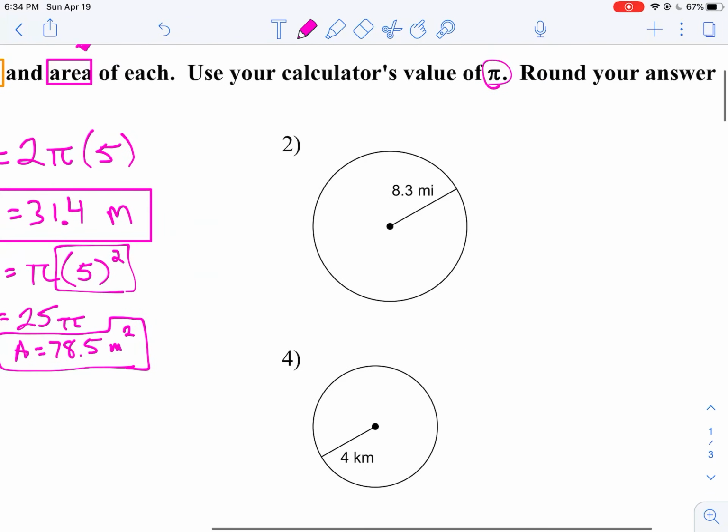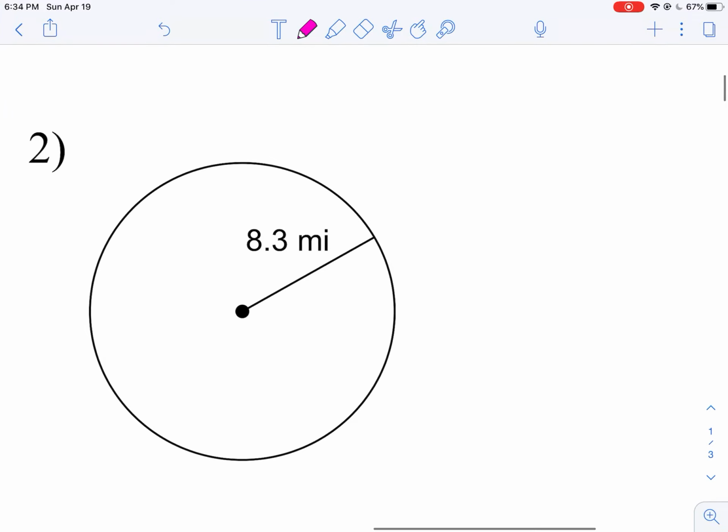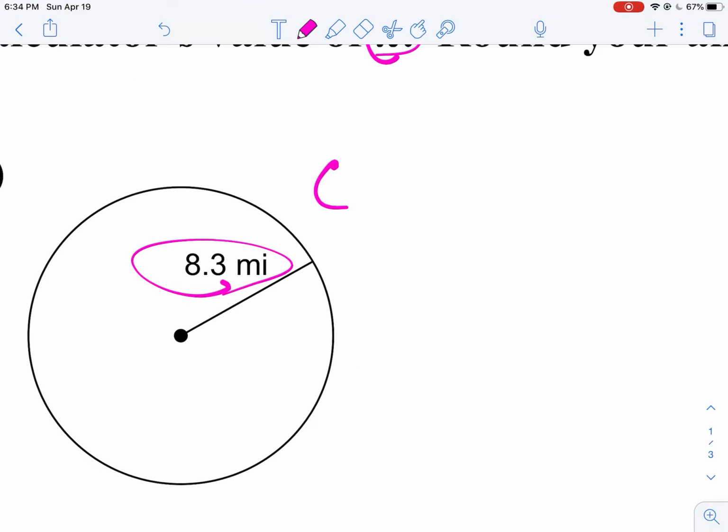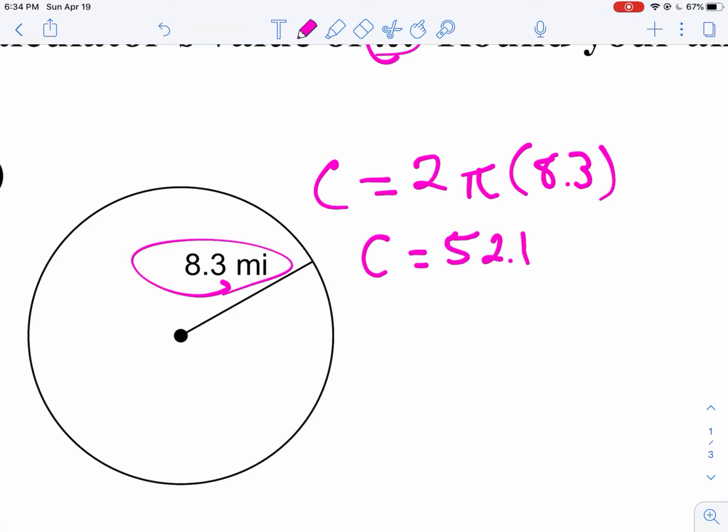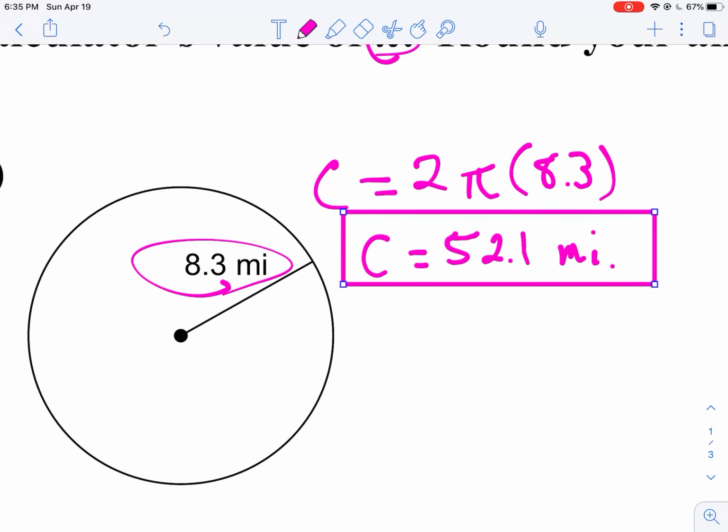So let's jump to number 2 here. All right. I'm given my radius as 8.3, so plug it in. Circumference equals 2 times pi, and then radius is 8.3. 2 times pi times 8.3. Enter. 52.15, which will round to 52.2, and we got miles here. You do not have to do square miles for circumference. It's only for area. Okay.